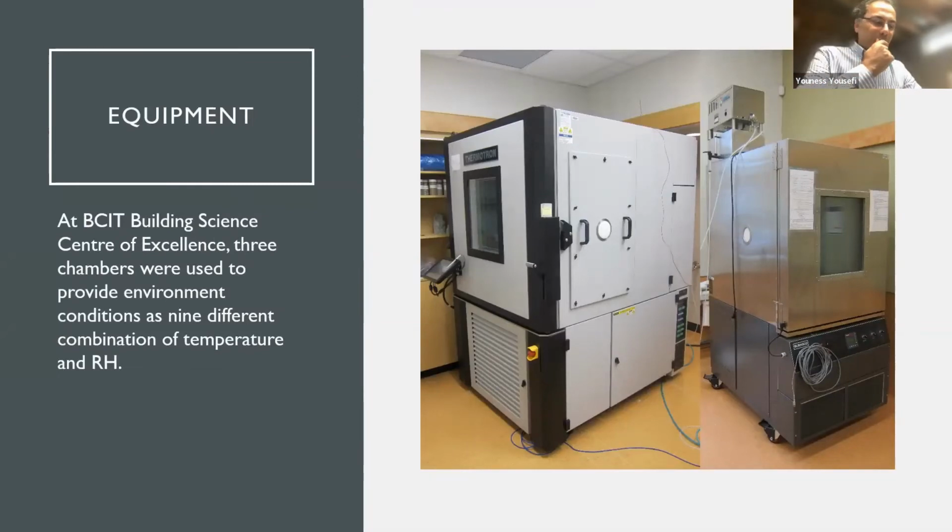For the sorption isotherm and the vapor permeability, we used different climates, the combination of 3 temperatures and 3 relative humidities. We had 9 conditions. We provided them with these climatic chambers at BCIT.